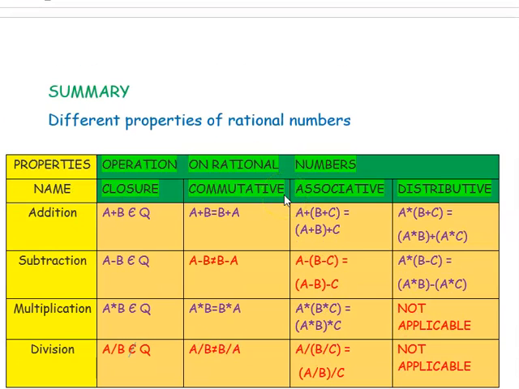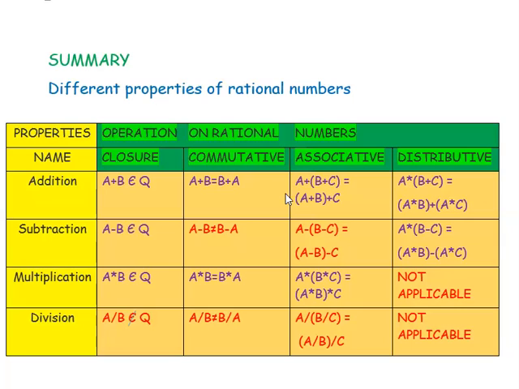Next, we will summarize the different properties of rational numbers that we have studied in this chapter. So, we have studied different properties such as closure property, commutative property, associative property and distributive property for various operations such as addition, subtraction, multiplication and division. So, first we will see the closure property. So, if two rational numbers are done with different operations, the result should also be a rational number. So, that is explained in this closure property.